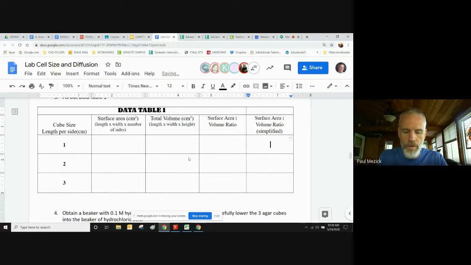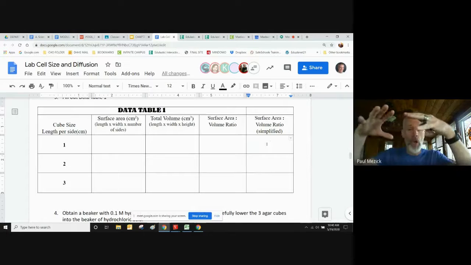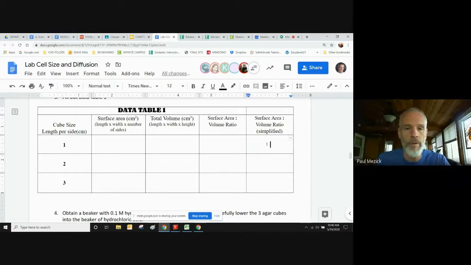So, 6 to 1. That's the same thing as saying 6 over 1. You are correct. It's the same thing as saying 6 divided by 1. It's all the same. So you're going to have 6 over 1, or 6 with the colon. Now, just remember, that means for every unit of volume, I have 6 units of surface area. That's pretty good. That means for every unit, I have a large surface area to be able to meet the demands of the cell.